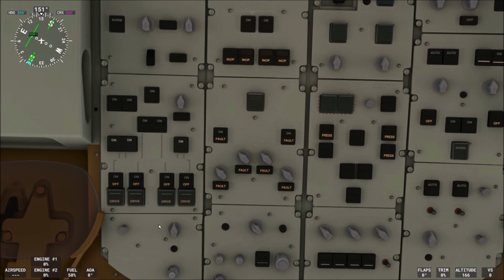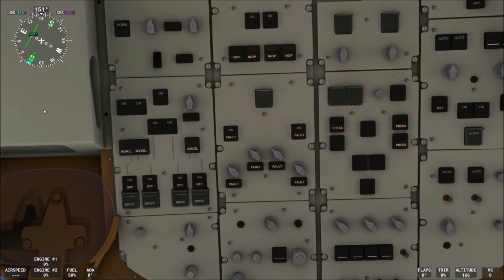We continue lower and we go to the windshield wiper selectors must be set to the off position, and right here it is to the off position, so this you also don't touch.